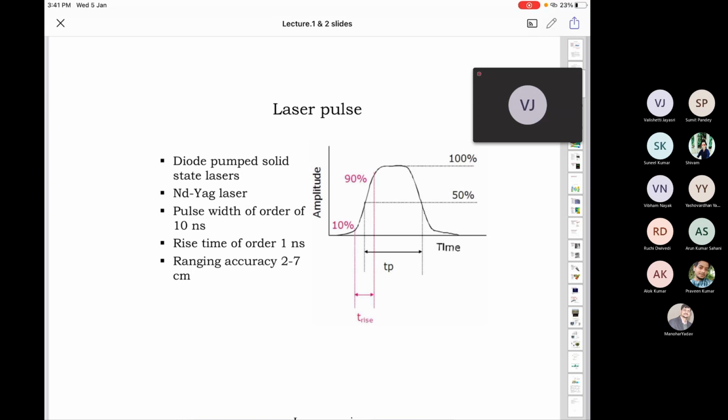And we have different types of lasers, like diode pumped solid state lasers and diode lasers.